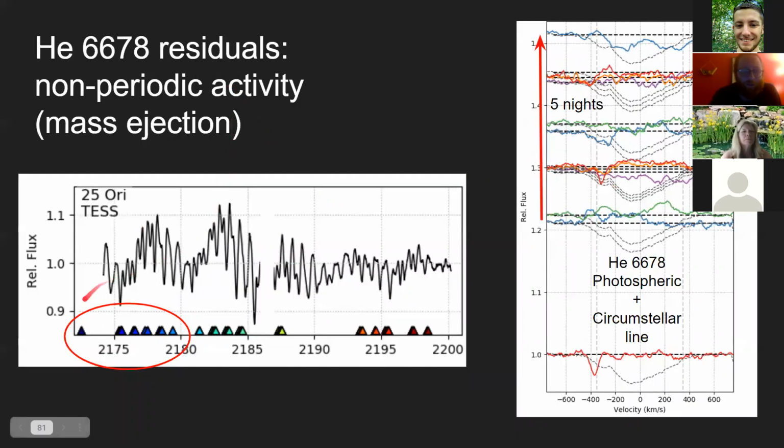Just focusing on the first 5 or 6 days of the spectra, when we have this first broad bump in photometry, these are the deviations from average in the helium 6678 line profile. This line is useful because it is sensitive to circumstellar material that's very hot and very close to the star. There are some changes that occur on night-to-night timescales, and even within a single night, over just a few hours, you can see significant changes in the line profile.